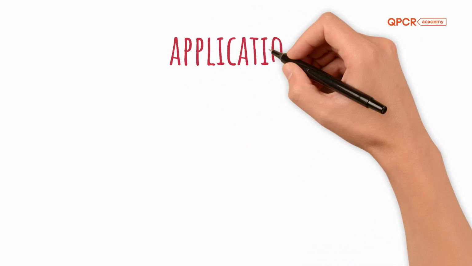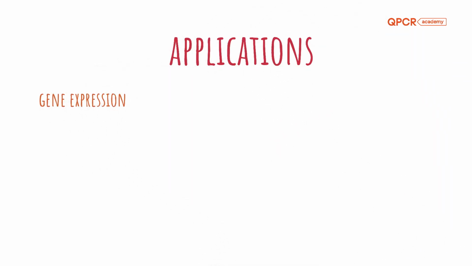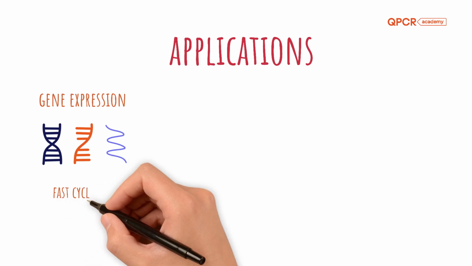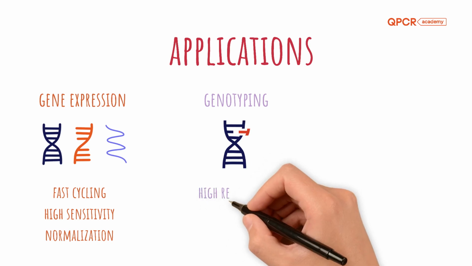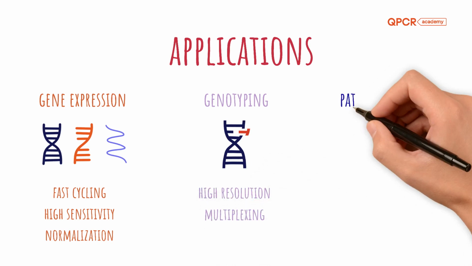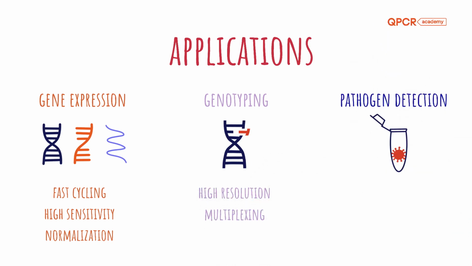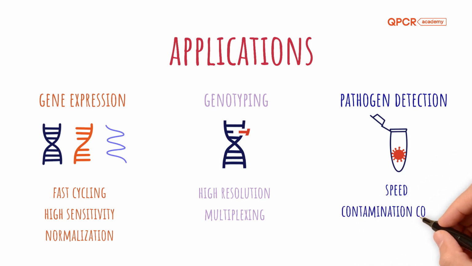Finally, think about your applications. For gene expression studies, look for fast cycling, high sensitivity, and easy normalization tools. For genotyping, you'll need high-resolution optics and strong multiplexing. And for pathogen detection, speed and contamination control are crucial. Closed-tube formats and rapid cycling can make all the difference.